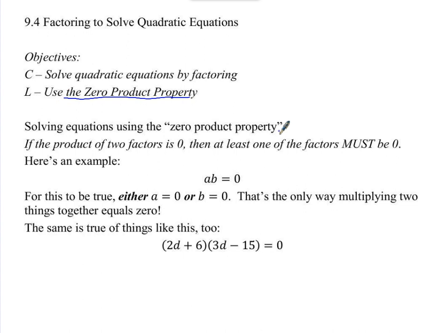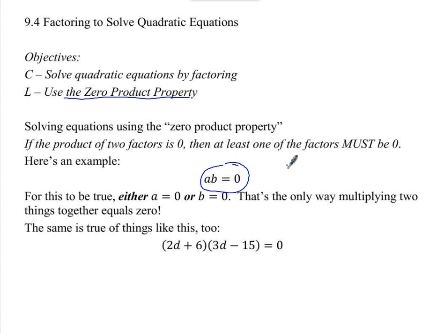Solving equations using the zero product property. Before we get to that, let's take a look at this. If we have two things that are being multiplied together to equal 0, what has to be true? Yeah, one of them has to be 0. Because the only way I can multiply two numbers together and get 0 is if something is 0. 0 times anything is 0. So A could be 0, and if A is 0, then I have 0 times whatever that is, and that's going to be 0. Or B could be 0, and then I have A times 0, whatever A is, times 0 would also be 0.